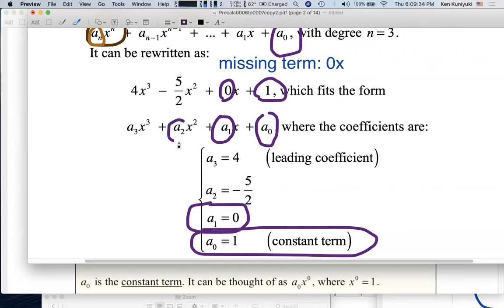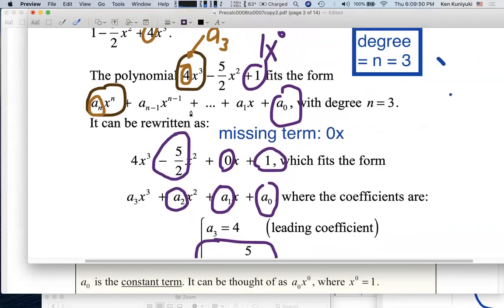A sub 2, what is the coefficient on x squared? Be careful. What is the coefficient on x squared? It's negative 5/2. So a sub 2 is negative 5/2. In the generic form, we put plus signs here so that if the coefficient is positive, we see plus. If the coefficient is negative, we see minus in the final form.